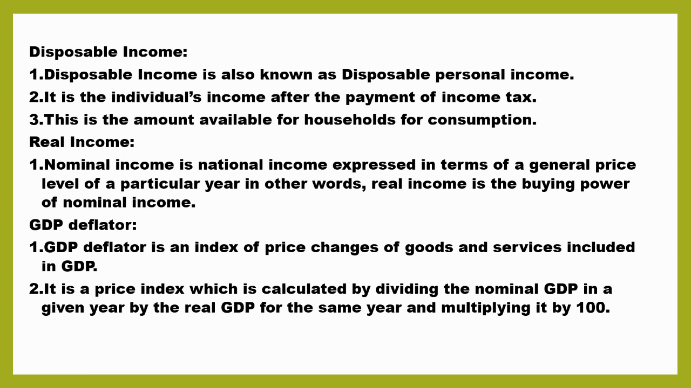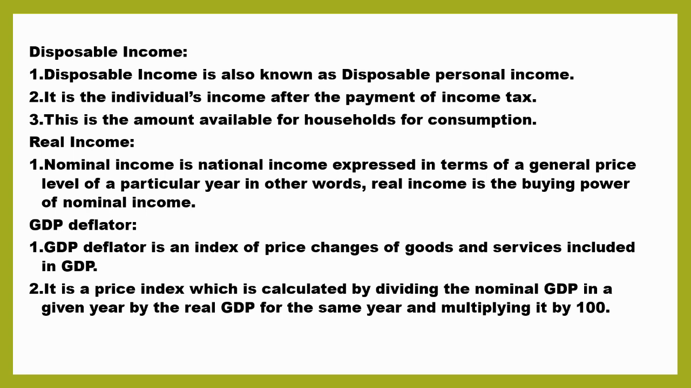The next one is disposable income. Disposable income is also known as disposable personal income. Already we have discussed personal income, isn't it? Disposable personal income is the individual's income after the payment of income tax. This is the amount available for the household for consumption. So that is called disposable income.